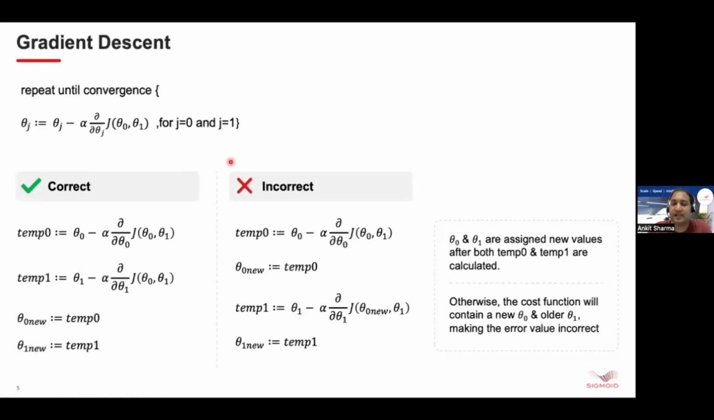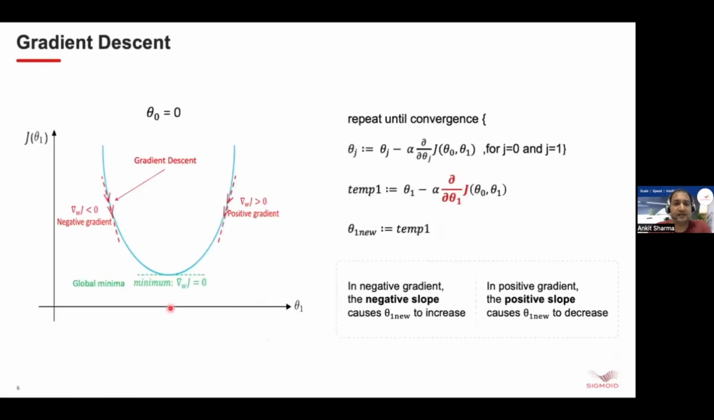The incorrect way would be where we first calculate the temp0 value and then use this new temp0 value while calculating the new temp1 value. So this is wrong. This should not be done. We should always update the theta values simultaneously, as shown here. Moving to the next slide.